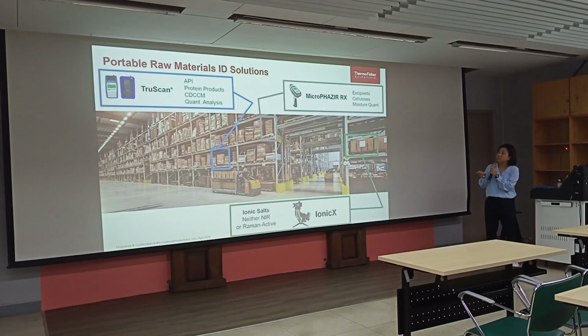And we have a portable NIR, we call the microPHAZIR RX. This is suitable for the excipient, for the cellulose, and also to quantify the moisture content. So this is portable NIR technology. And we have another model we call the Ionic X. So this Ionic X is mainly to identify the ionic salt like sodium chloride, potassium chloride, which NIR and Raman also cannot do. Then Ionic X is a good solution for the ionic salt.